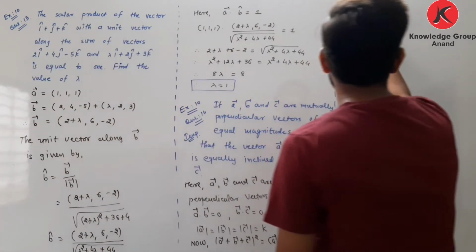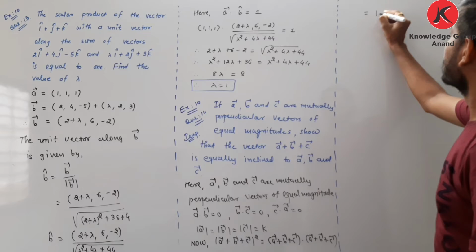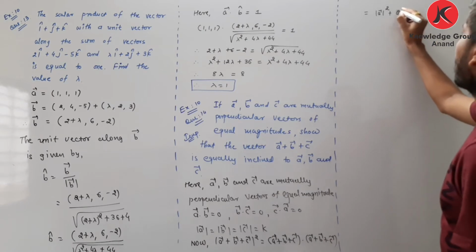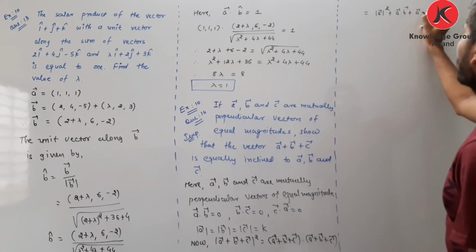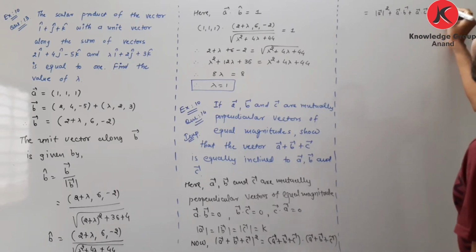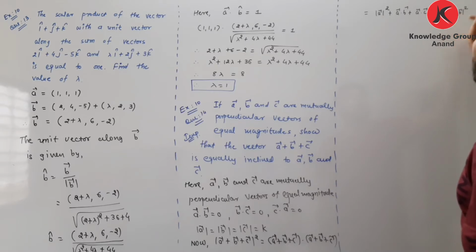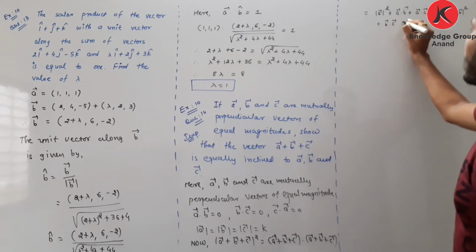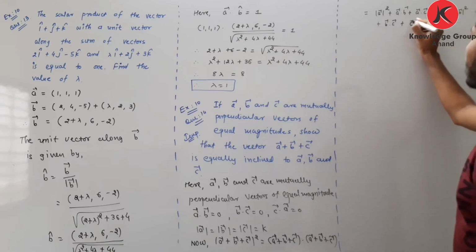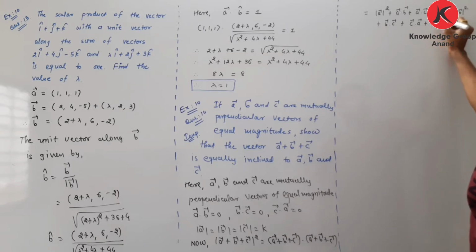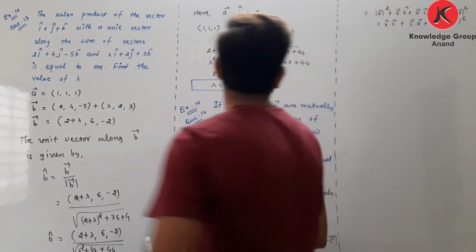We are getting A bar dot A bar, that means magnitude of A square, plus A bar dot B bar, plus A bar dot C bar, plus B bar dot A bar, plus B bar dot B bar, that means magnitude of B bar square, plus B bar dot C bar, plus C bar dot A bar, plus C bar dot B bar, plus C bar dot C bar, that means magnitude of vector C square. Okay.